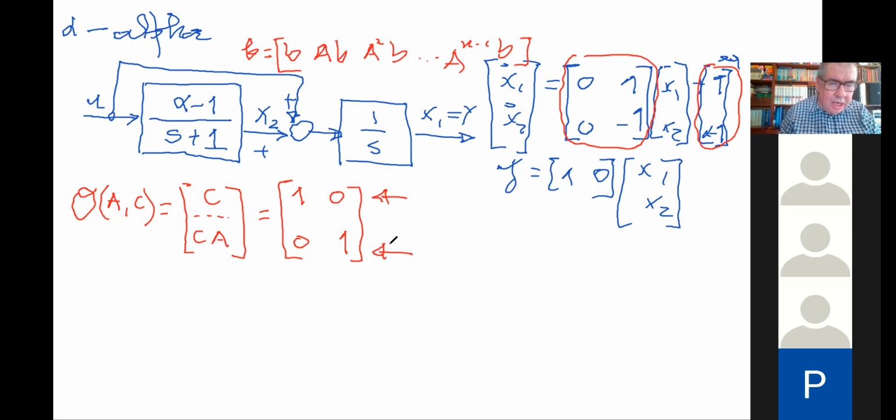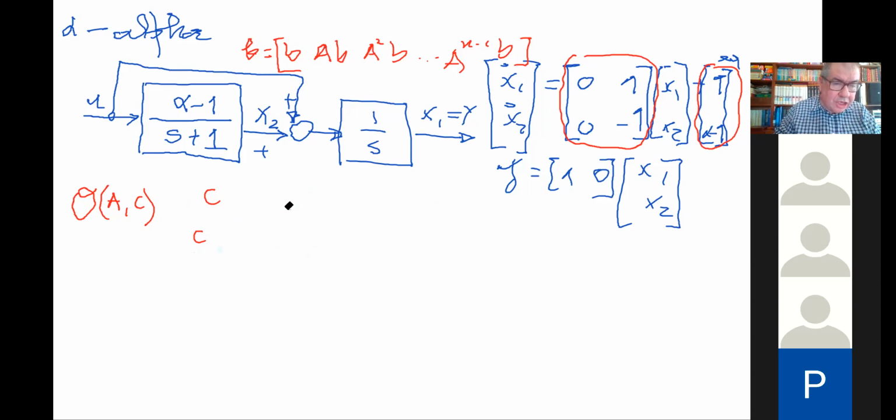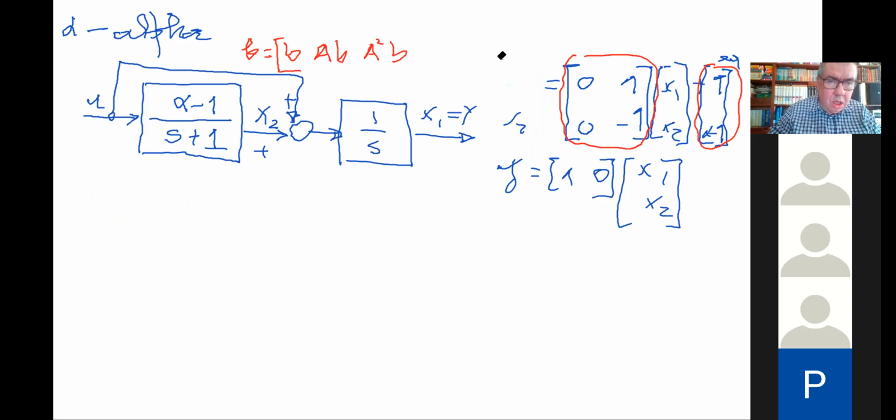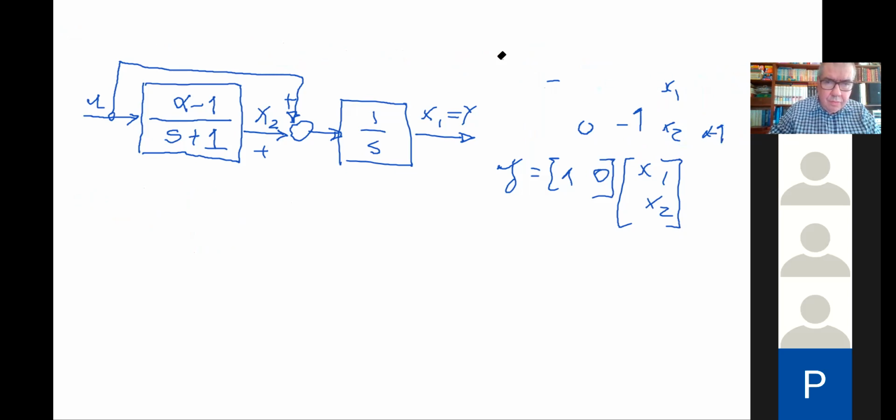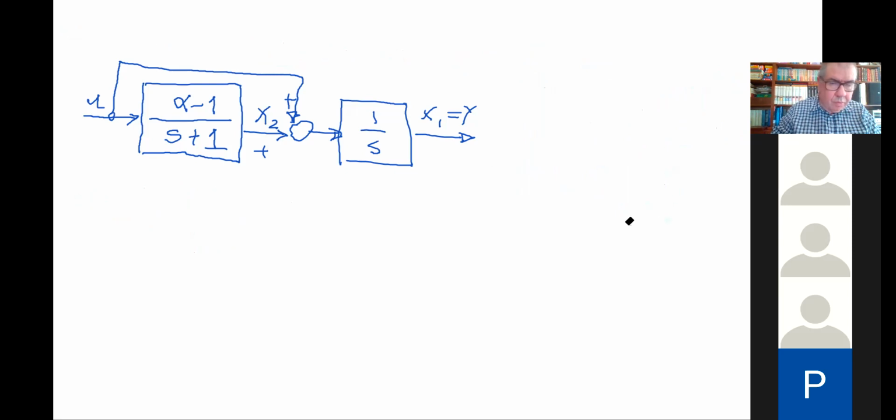Now, if you want to do another exercise that I shall not do here, repeat this problem, but now interchange the blocks. Do something like this.